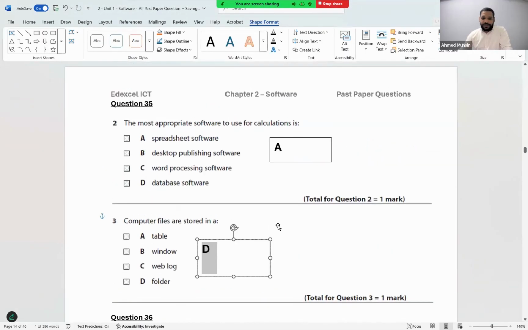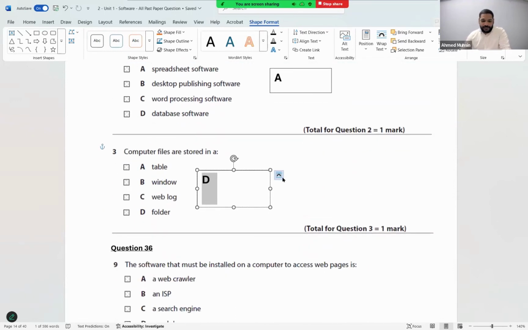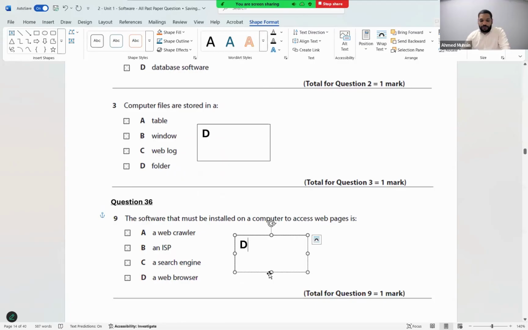Page number 14. Question 36. The software that must be installed on a computer to access web pages. No, a search engine is to discover information. Web browser. You would use a web browser to view web pages. Examples of web browsers can be Google Chrome, Edge, Safari, Opera. Everyone okay with this?